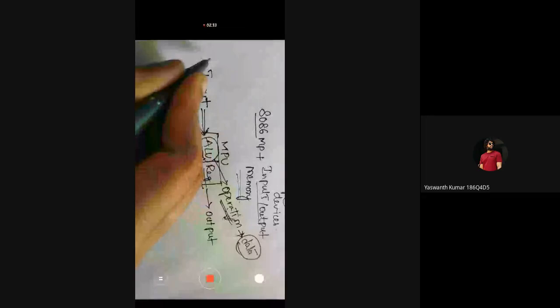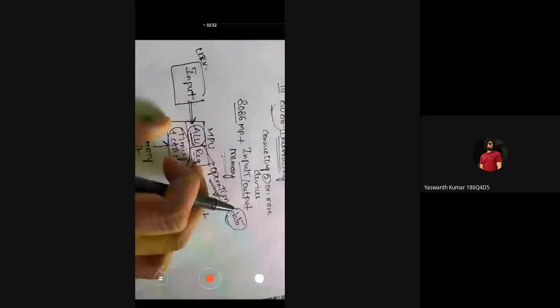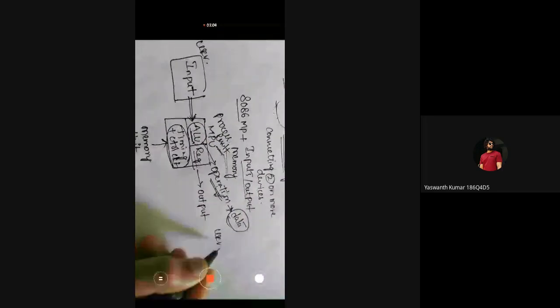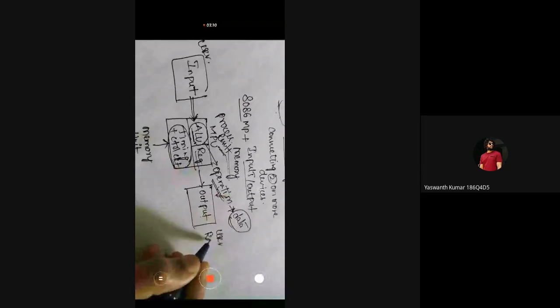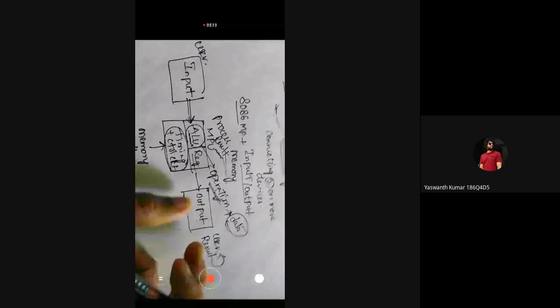So it requires something to generate the data. Here the user, through this input unit, will provide the data to the microprocessor unit on which this operation is to be performed. The microprocessor will process the data and generate some result. This result will be received by the user again, using the output devices.